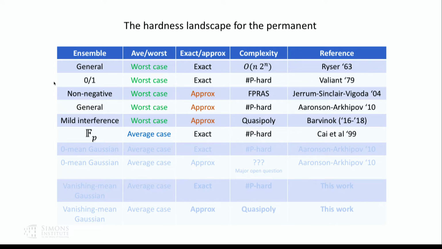So in a series of work, the last of which being by Cai and others from '99, it was shown that the permanent is hard to compute on average. In particular, if you consider a finite field of large enough prime order, and you have a black box that can compute the permanent exactly for, let's say, a 1/n fraction of such matrices, yes?